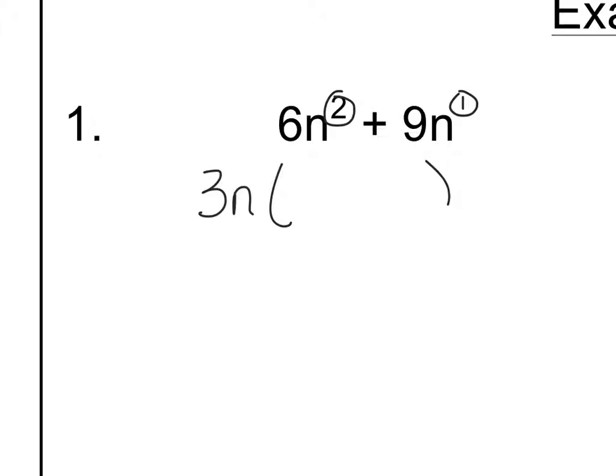Now, instead of multiplying like you would with the distributive property, I'm going to divide when we factor. So 6 divided by 3 is going to be 2. The way I think of it is, I have 2 n's right here. I'm taking 1 n away. How many n's will I have left over? Well, I'm only going to have 1 left.